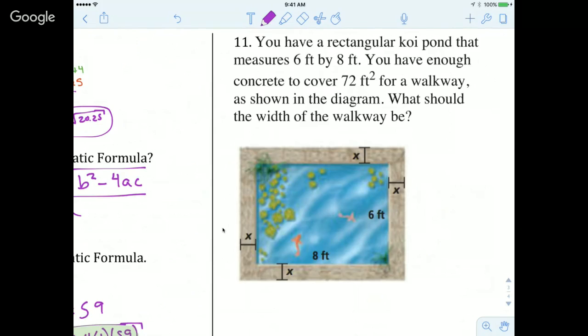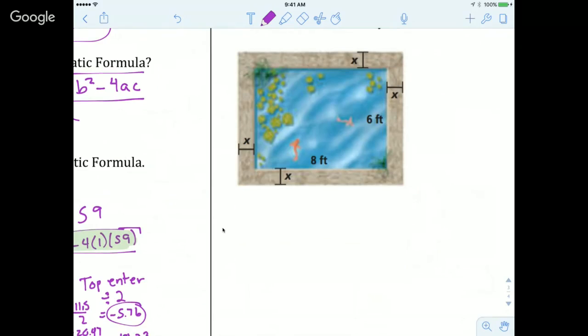Okay, you have a rectangle koi pond that measures 6 feet by 8 feet. You have enough concrete to cover 72 square feet for a walkway as shown in the diagram. What should the width of the walkway be? Now, I wish I could pause the video, but I can't, so I'm going to work it out the best. So, how wide is the pond part from the water to the water? 6 feet. How wide is the walkway on the left? X. How wide is on the right? X. So it's x plus x, which is 2x plus 6, is how wide the concrete zone is.